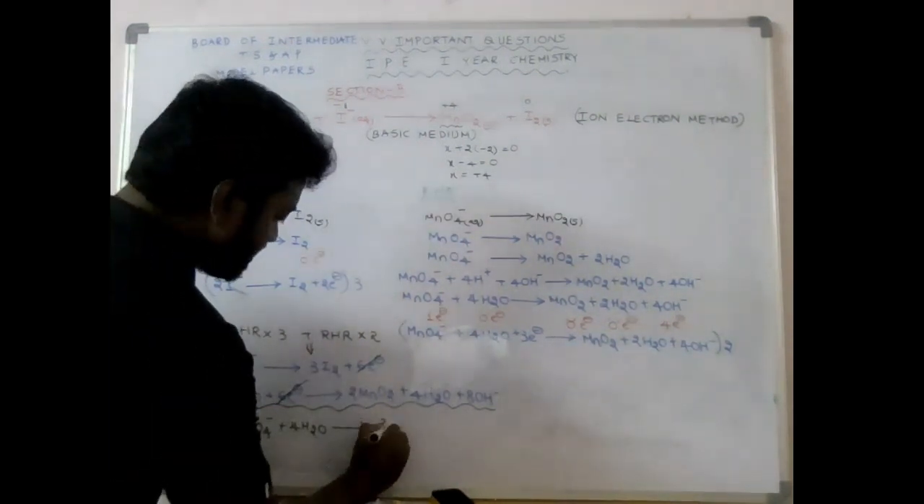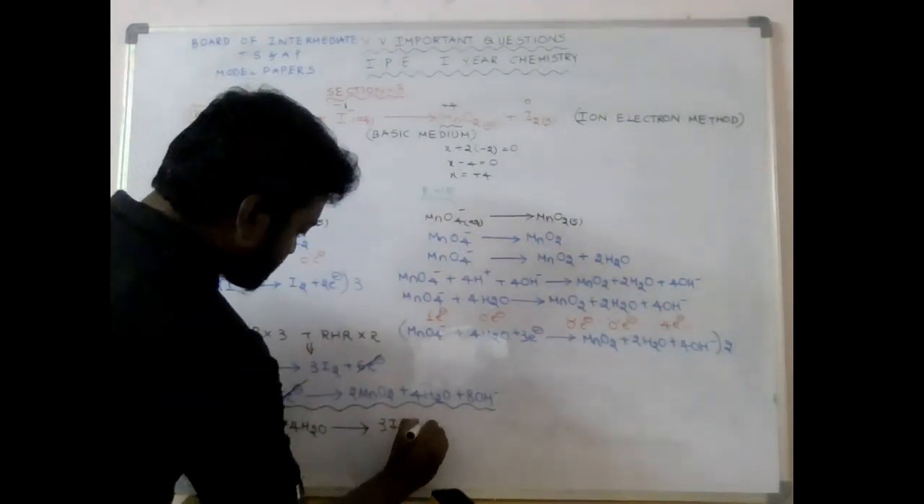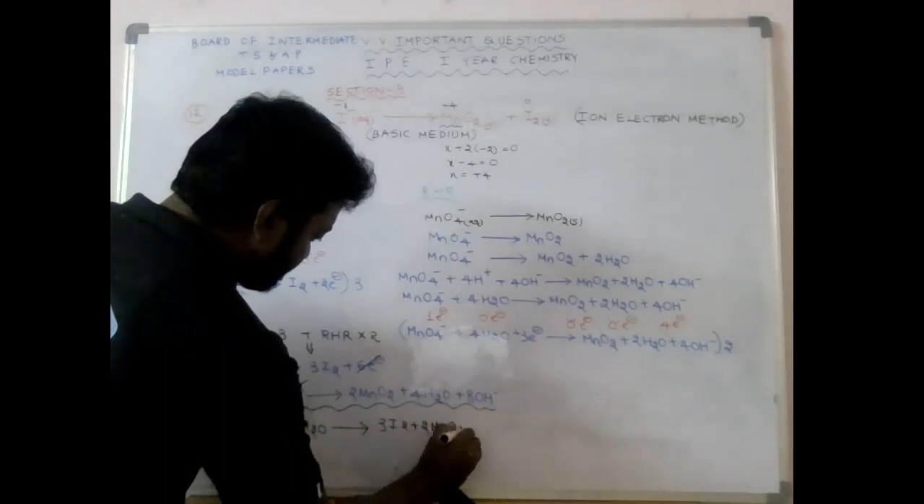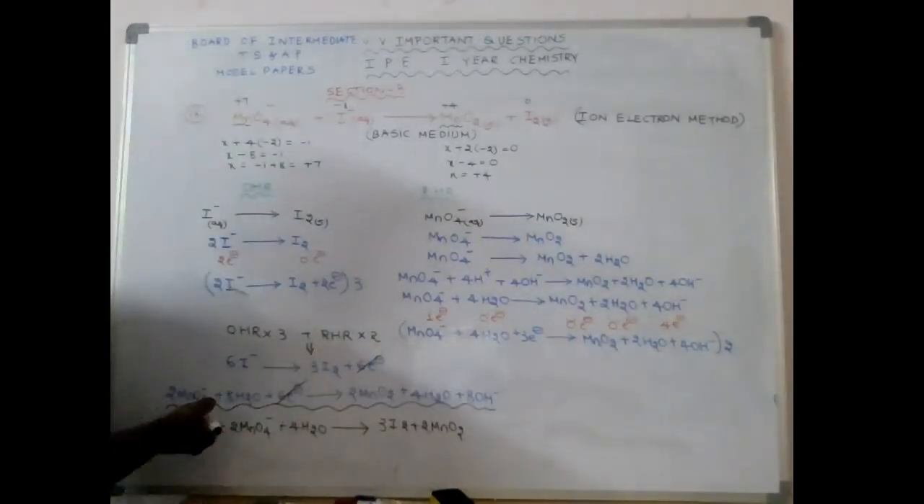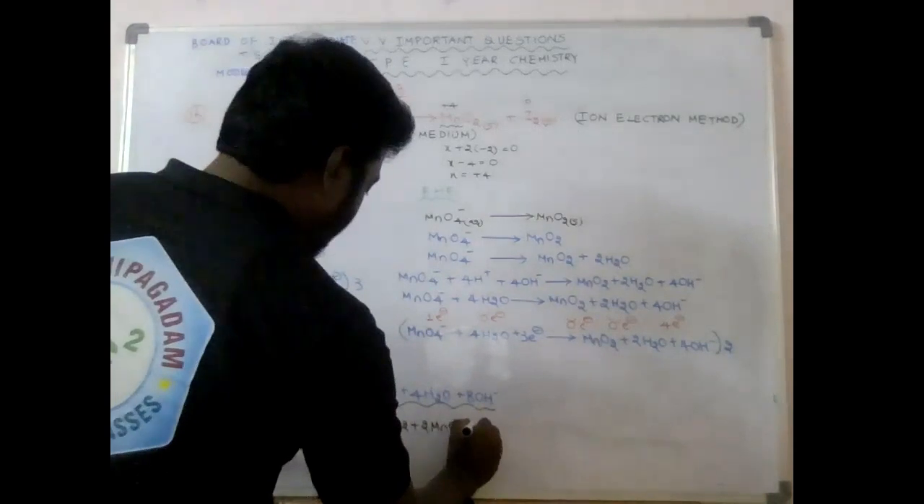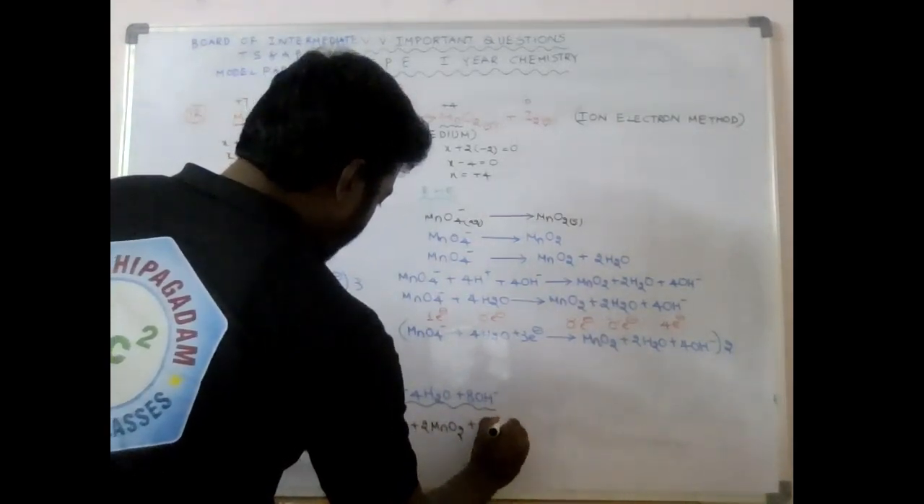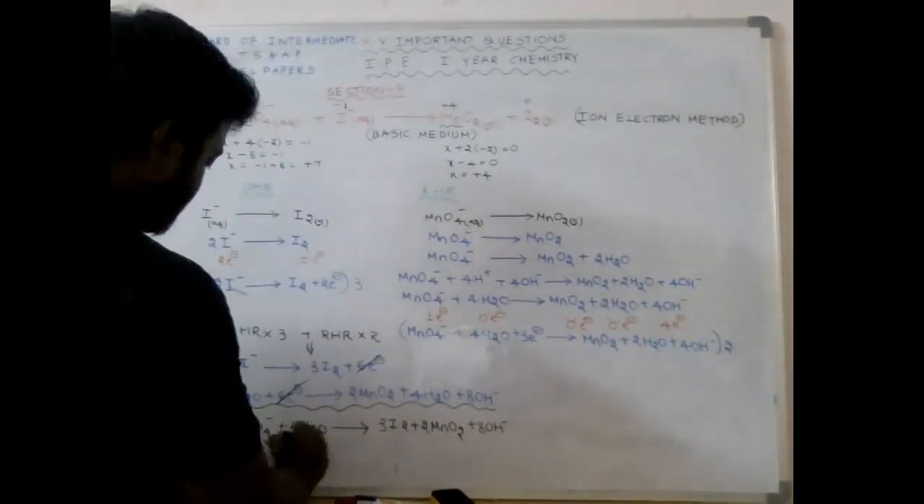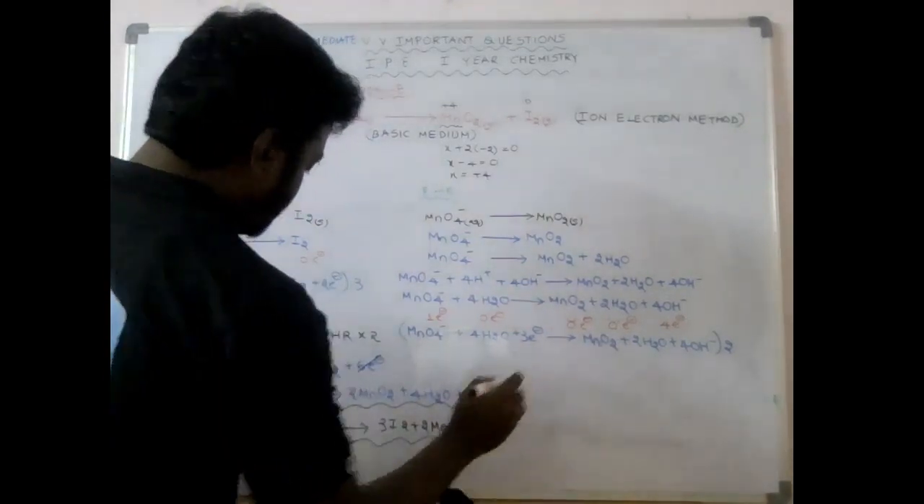Right side now 3I2 plus 2 MnO2. Water we already subtracted from that, right? And the remaining part is what? 8OH minus. So this is the balanced equation.